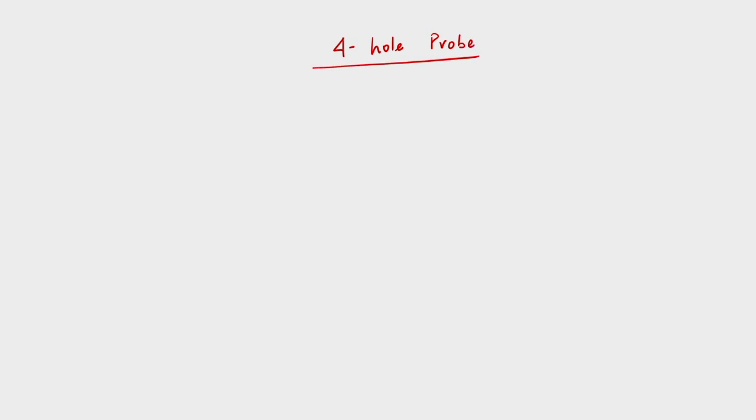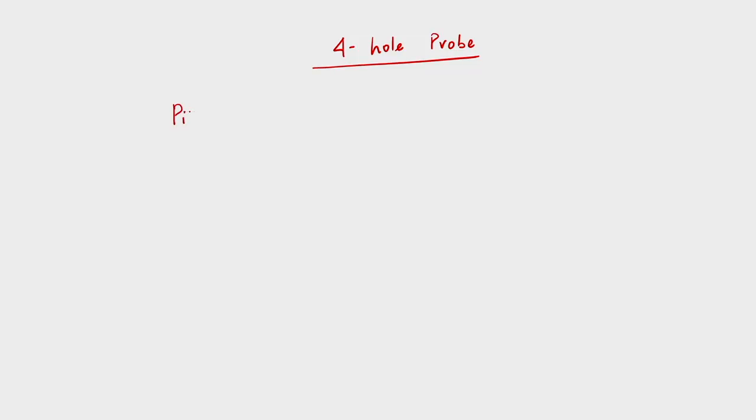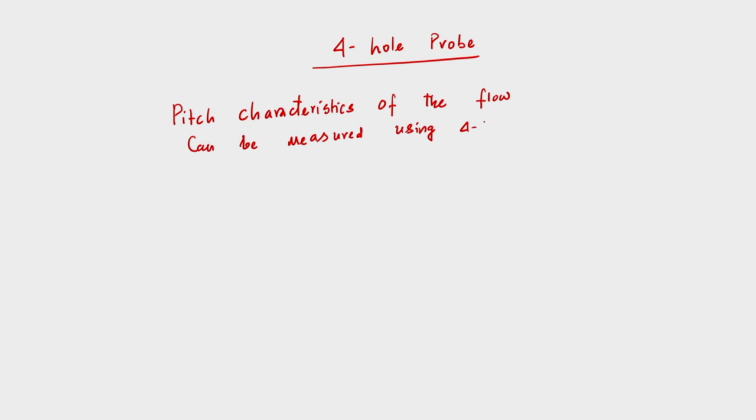So, if I compare this probe with the three hole probe, we will see that this probe has an advantage: it can measure the pitch characteristics. So, pitch angle, pitch characteristics of the flow can be measured using the four hole probe. So, this is one.